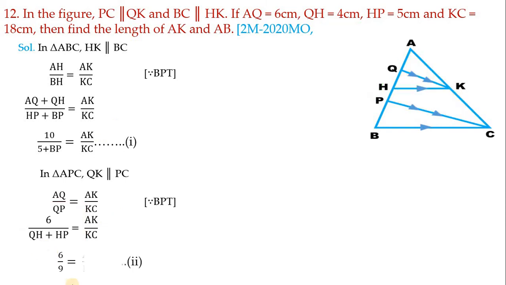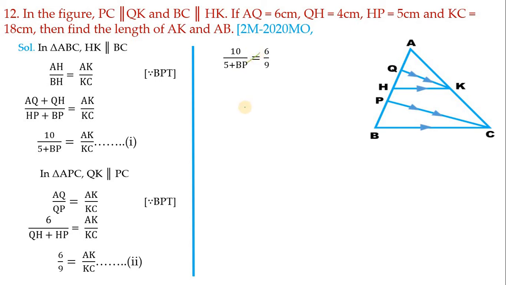So finally here we get 6 by 9 is equal to AK by KC, and this is equation number 2. Now compare both the equations as I said. Here the right hand side part is AK by KC and here the right hand side part is AK by KC. So the left hand side part will become AK. So now let us do the cross multiplication.